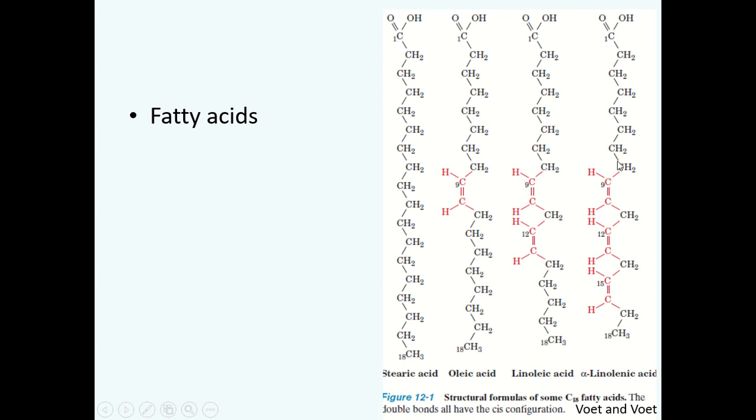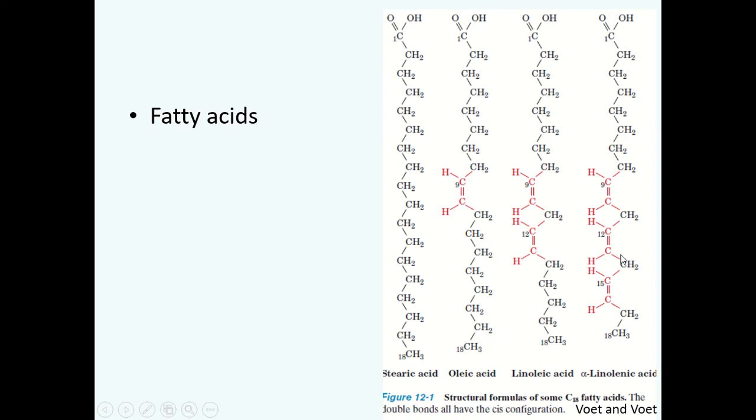And the last one shown here is also an unsaturated fatty acid containing three double bonds in it, as represented here, between carbon 9, 10, 12, and 15, 16. This is alpha linolenic acid. It contains three double bonds in it.